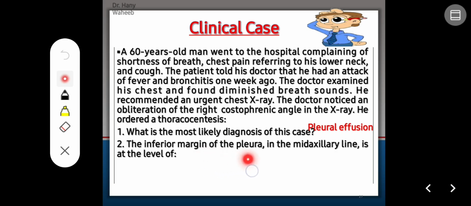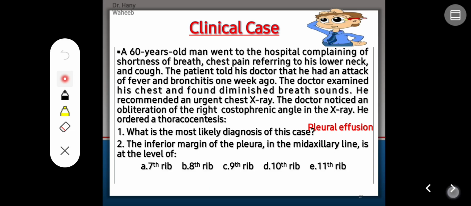The inferior margin of the pleura in the mid-axillary line is at the level of, here in the surface anatomy, the inferior margin of the pleura in the mid-axillary line reaches the 10th rib, while the inferior border of the lung reaches the 8th rib. So it reaches the level of the 10th rib.